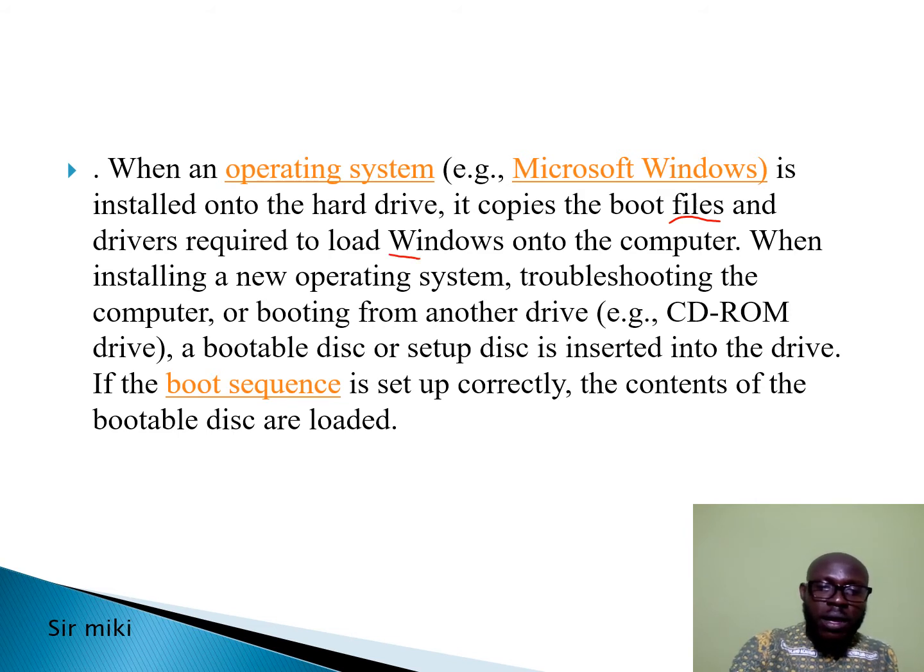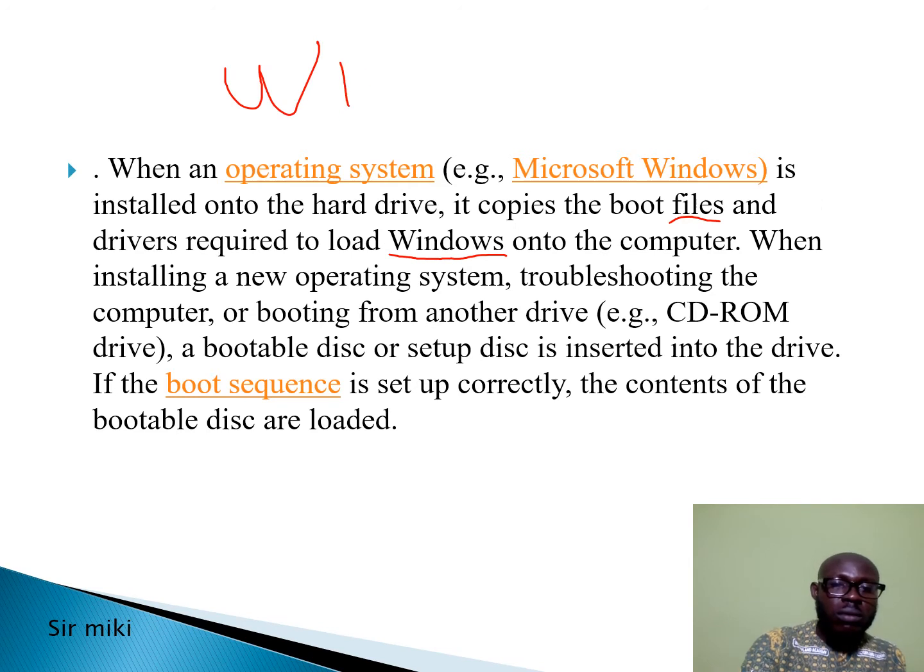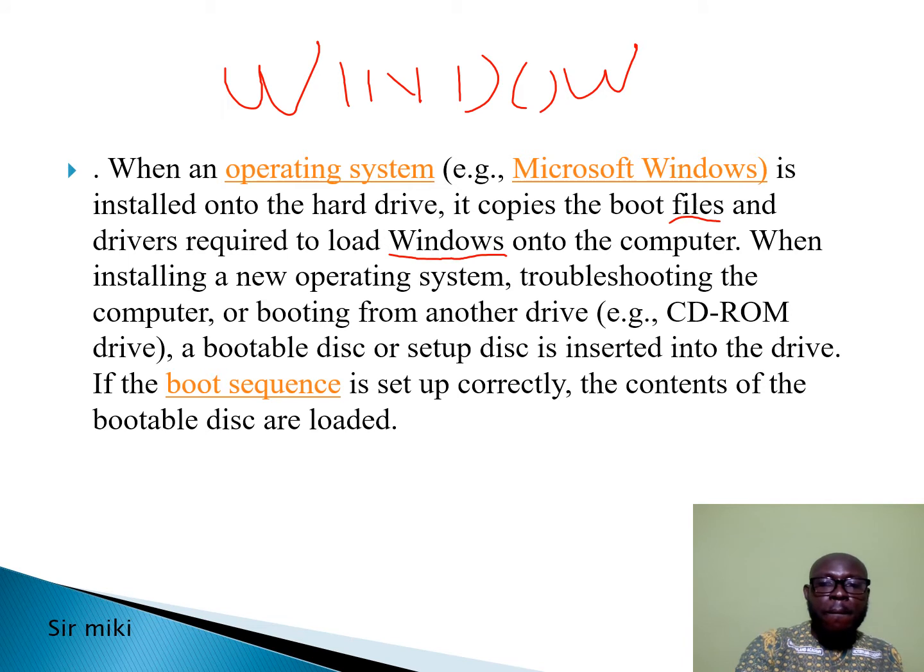Another important point over here to note, we have Windows, then we have window. Now, when we say window, a window becomes a rectangular frame where programs are viewed, where we can see features like Microsoft Office Word. When we talk about Windows, as it has been underlined, it's an operating system with a graphical user interface. Now we are saying that when installing a new operating system or performing troubleshooting, as in solving a problem of the computer, or booting from another drive, when a bootable disk is set up in the machine and the boot sequence is correctly arranged, it will load the contents of that bootable disk.